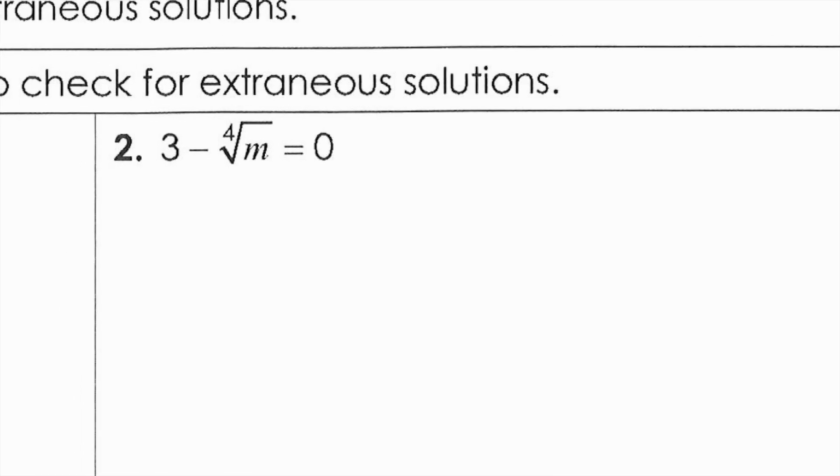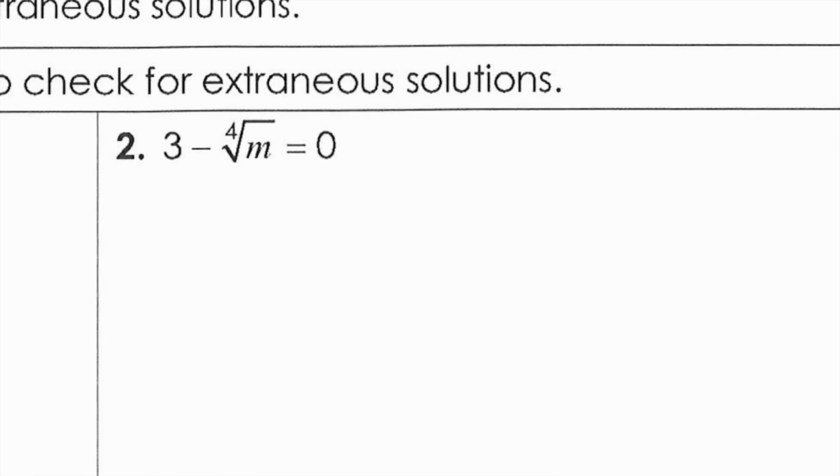Number 3 here, we're going to try to get our radical isolated. So this time, I either can subtract 3 and then I'll have to get rid of this negative by dividing both sides by -1 or multiplying both sides by -1, or I can just add the fourth root of m to both sides. So I'm just going to do that, giving me 3 equals the fourth root of m.